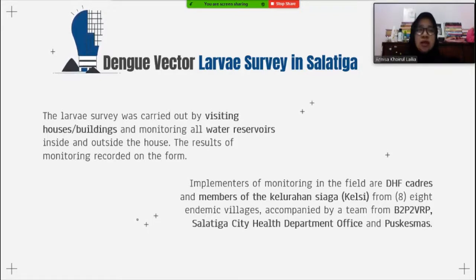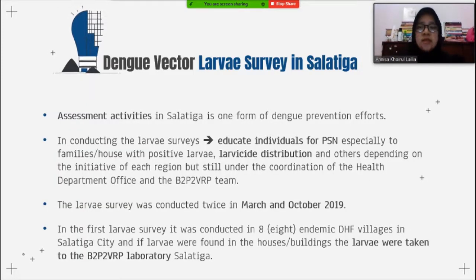The assessment activities in Salatiga are one form of dengue prevention efforts. The larva survey is also conducted to educate individuals for PSN, especially the families or houses with positive larvae. The larva site distribution and others depend on the initiative of each region, but are still under the coordination of the Health Department and the PPPPVRP team.